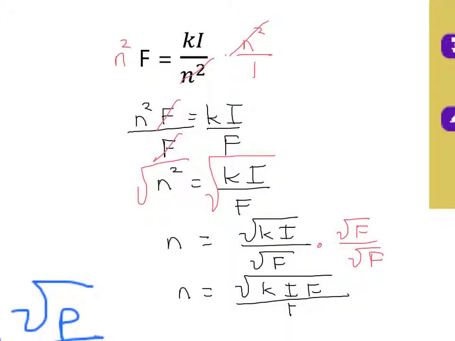and then on the bottom the square root of F times the square root of F is the square root of F squared, which is just F. So now I have isolated this formula in terms of n. This is a really important skill in any kind of scientific or technical or medical field.